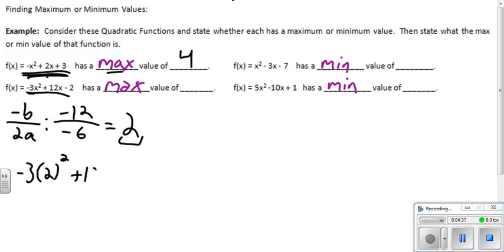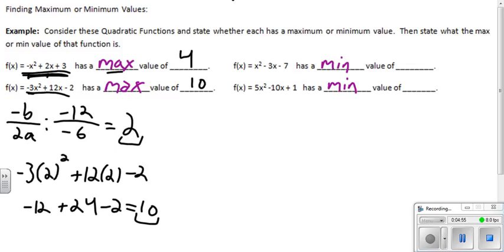And we have negative 3 times 2 squared plus 12 times 2 minus 2. 2 squared is 4, times negative 3 is negative 12. Thus this becomes 24 minus 2. So in the end, our value is 10. So this one has a maximum value of 10.